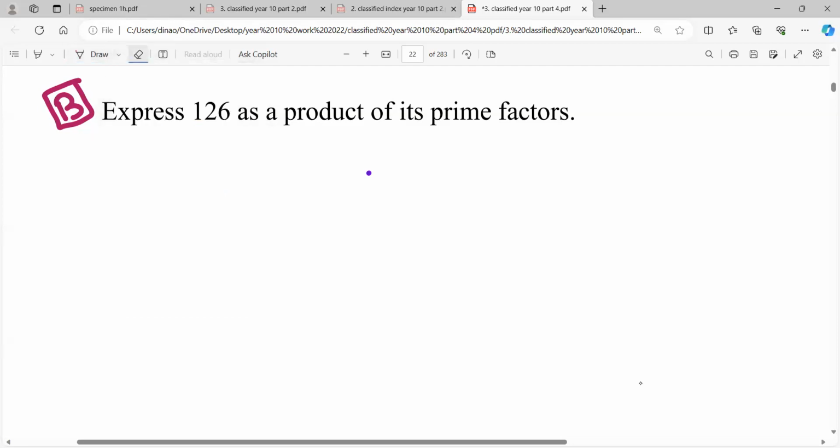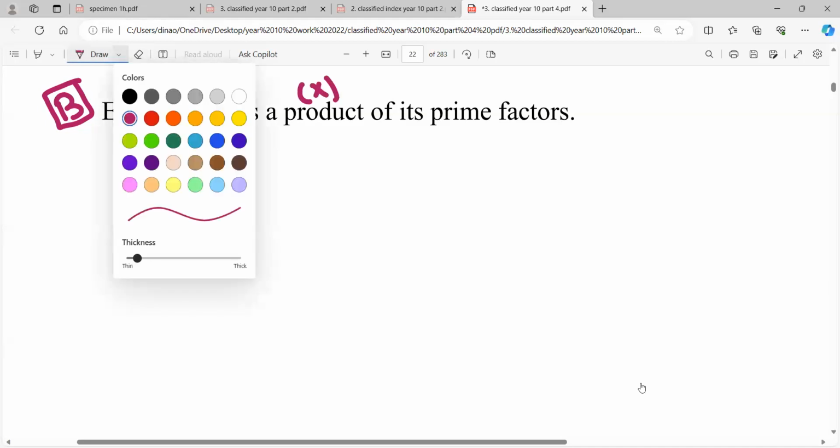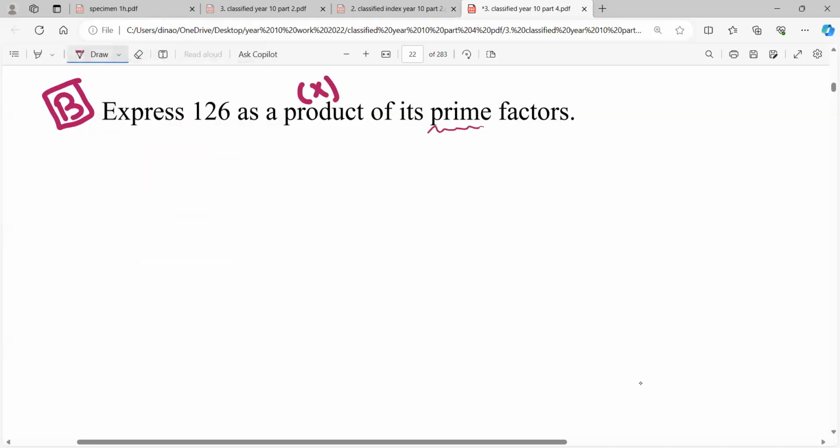Let's see first what I mean by this question over here. It says: express 126 as a product of its prime factors. Let's take each word and analyze it. Product means times. The word product in math means multiplication. Prime, we just refreshed your memories about the prime numbers: 2, 3, 5, 7 and so on. These are the prime numbers. Factors. Let me remind you of factors, because many people get confused between factors and multiples, although a year 10 student shouldn't get confused by something like this.